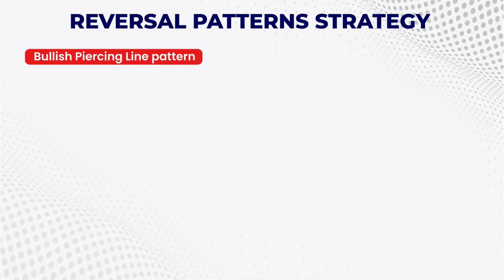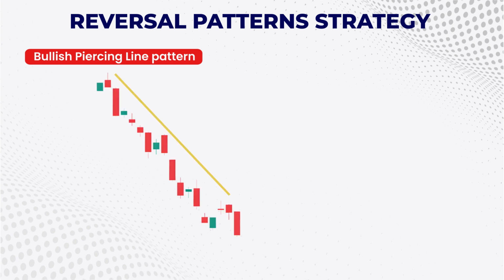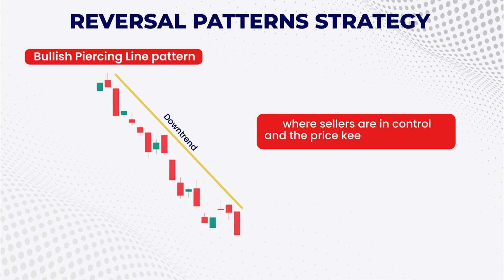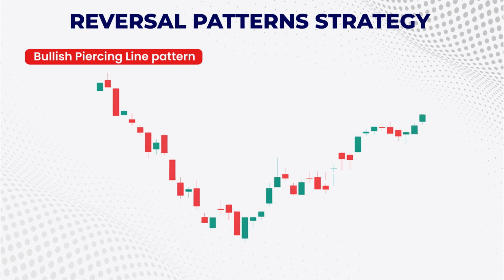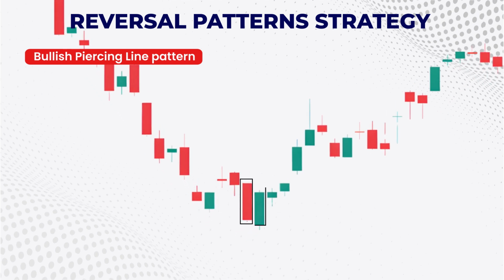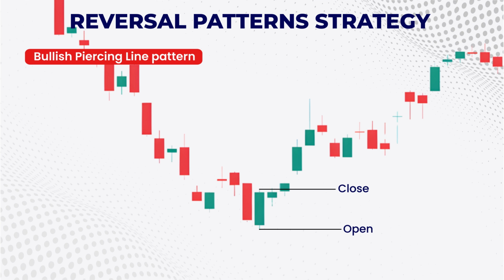Bullish piercing line pattern. In this chart, we can see a strong downtrend where sellers are in control and the price keeps moving lower. But then, notice this formation. It's called the bullish piercing line pattern. It occurs when a long red candle is immediately followed by a strong green candle. Importantly, the green candle opens below the previous red candle's close, but then pushes up and closes more than halfway into the red candle's body.